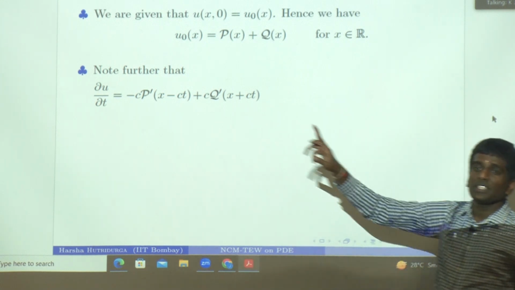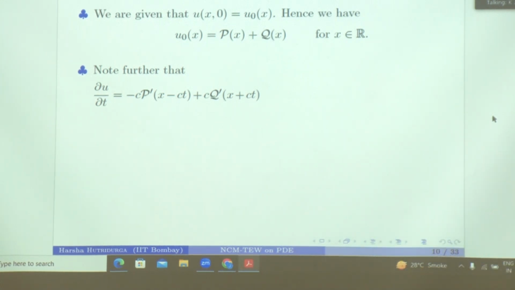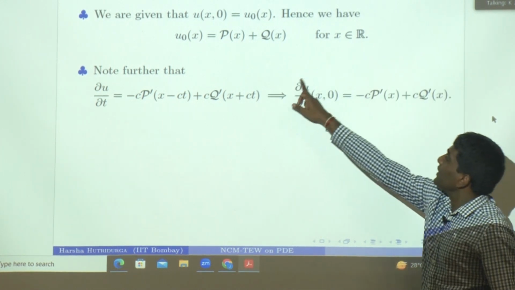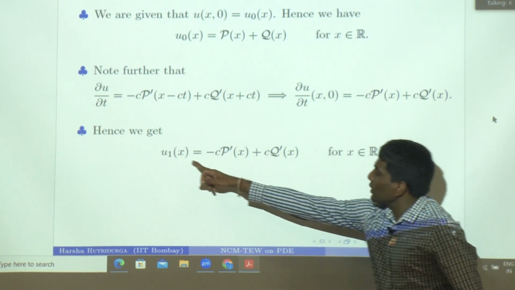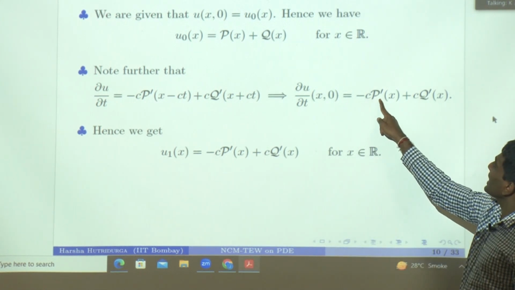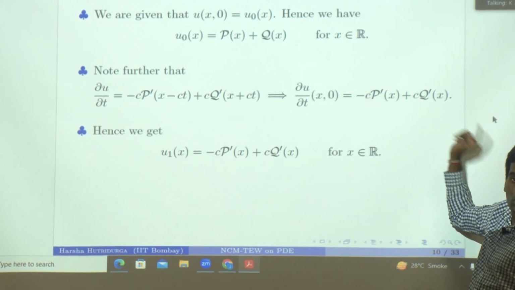And what is given to us? u_t at (x, 0). So you blindly take t equal to 0 in that expression and equate it to u1 of x. Okay? So u1 of x is simply minus c times p prime plus c times q prime.